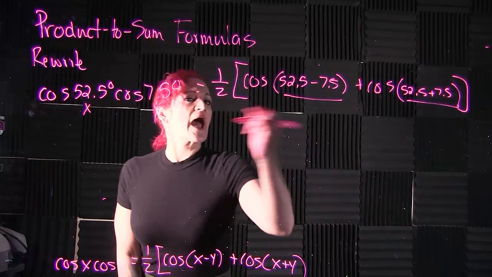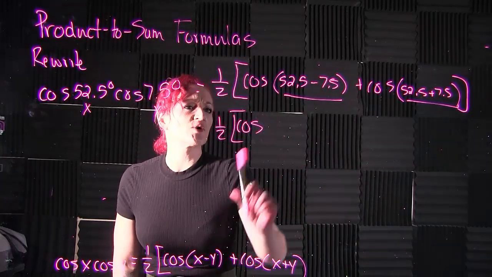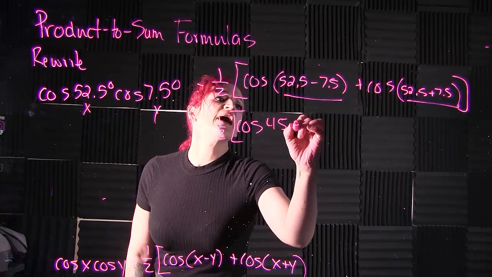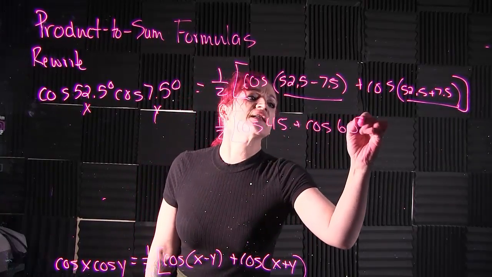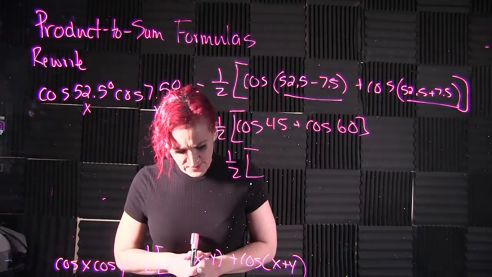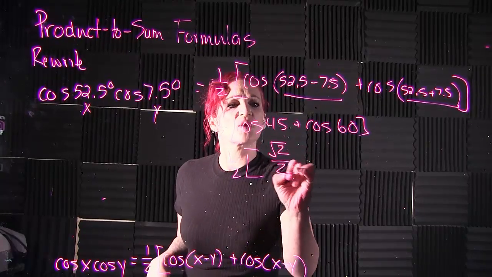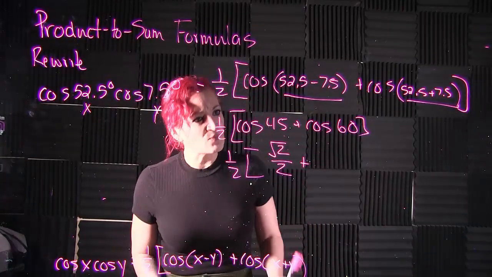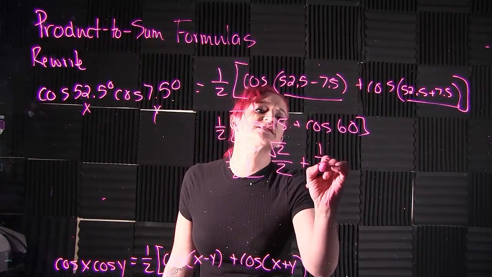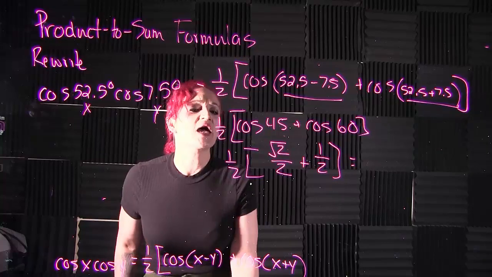Subtracting and adding appropriately here, so dropping down that 1/2, this is going to give us cosine of 45 plus cosine of 60. Now cosine 45, cosine 60, we can definitely calculate here. Cosine 45 is square root of 2 over 2, and we are going to add that to cosine 60, which is 1/2 here. So let's go ahead and finish calculating there.